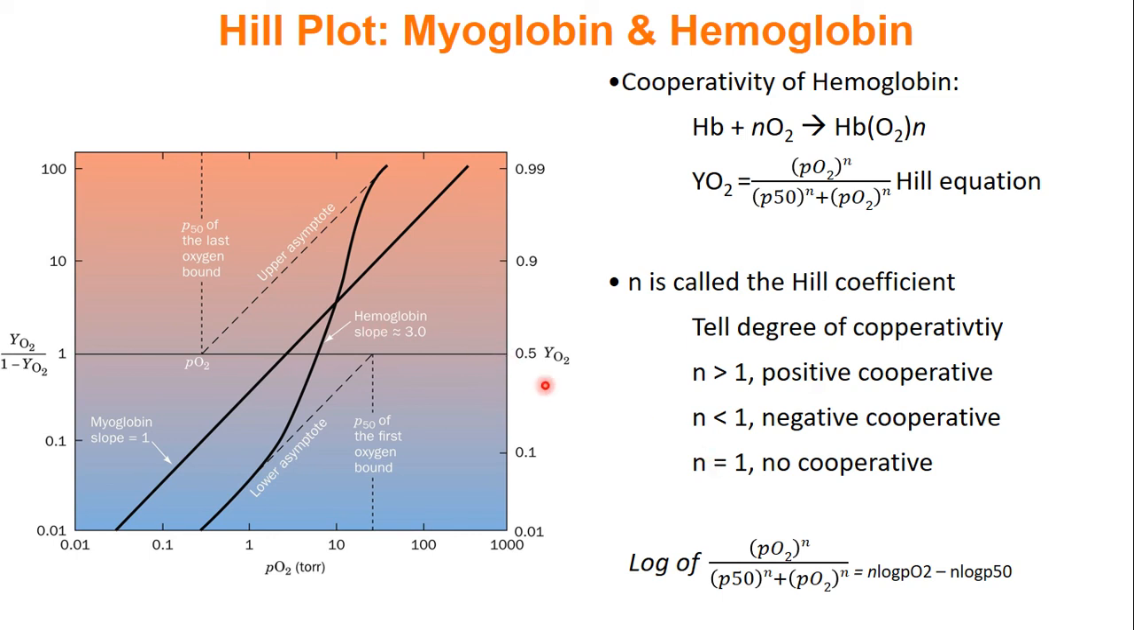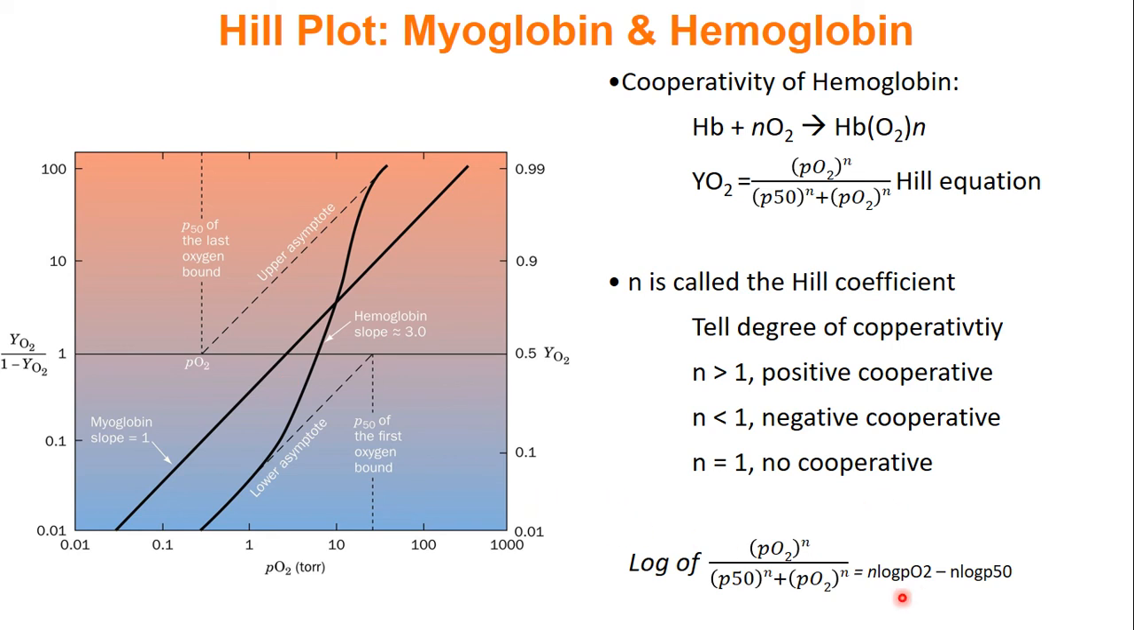If we look at the Hill plot, what you do is plot the log of your fractional saturation. That's one way to describe this. On our Hill plot, we have myoglobin right here with a slope of 1. That means it has no cooperativity, and we are plotting that with this equation, n log pO2 minus n log P50 for myoglobin. When we solve that equation and plot it like this, we get an n of 1.